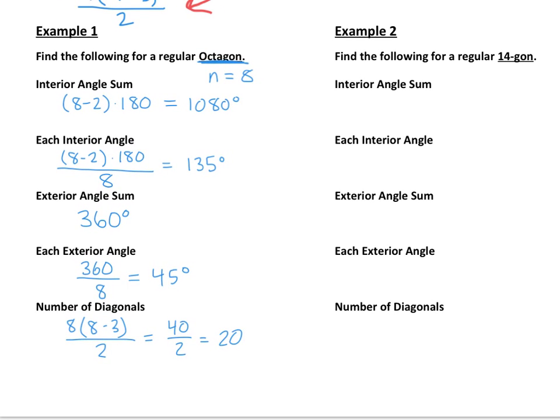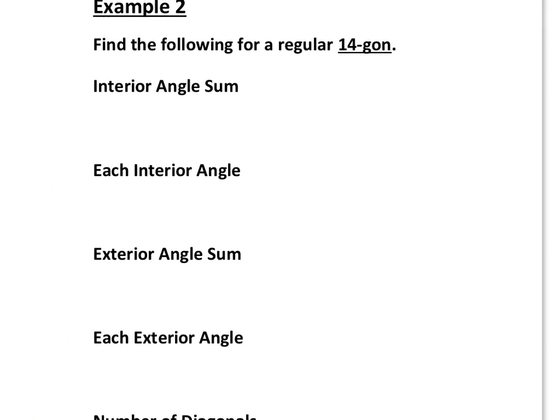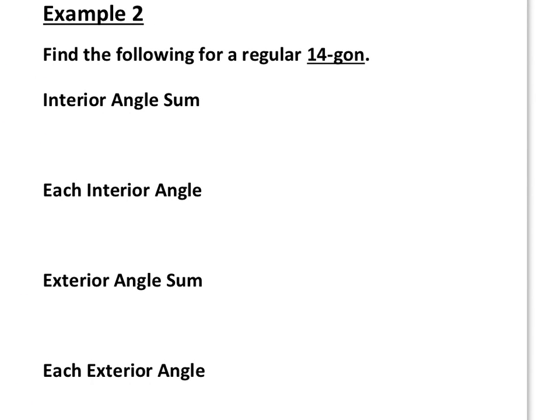All right. Now let's move on to example 2. Find the following for a regular 14-gon. So you can see that we want to find all of the same things. The only thing that's going to change is that we're finding this for a 14-gon instead of an octagon. On a 14-gon, n is going to be 14. So let's apply the formulas again.